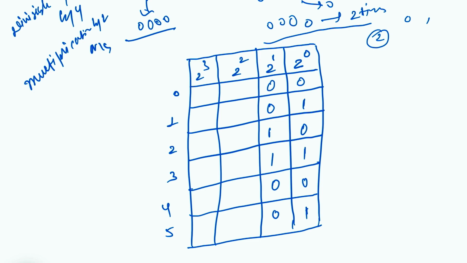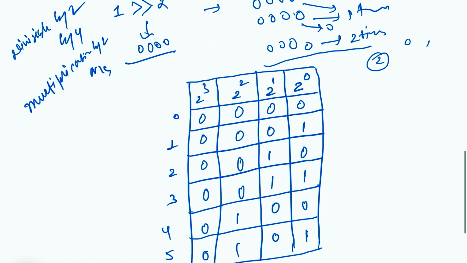2 raised to power 2 is 4. So 0 will come 4 times and 1 will again come 4 times, and the sequence will go like that. Let's go for the other number, like 2 raised to power 3. So 0 will come 8 times, and so on up to 8. Okay, so now see the role of the left shift, and let's see the purpose of making this table.